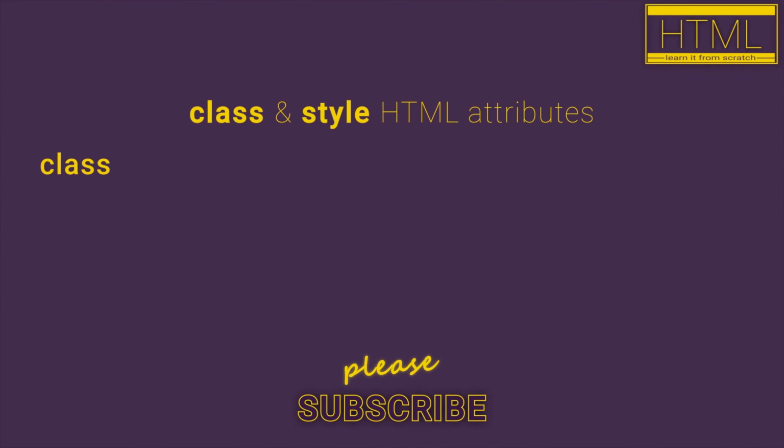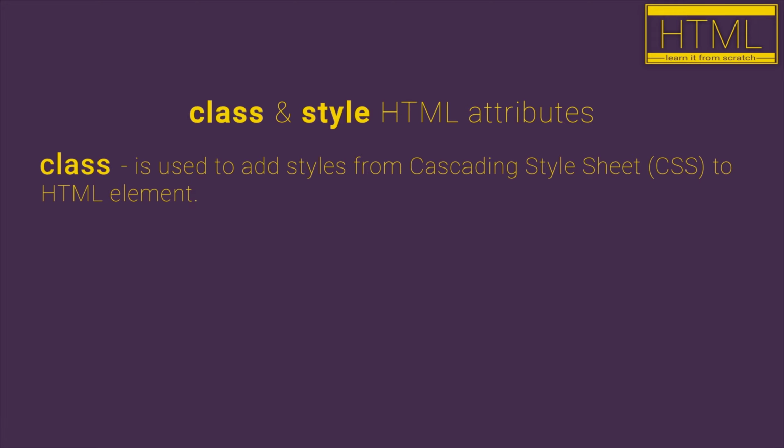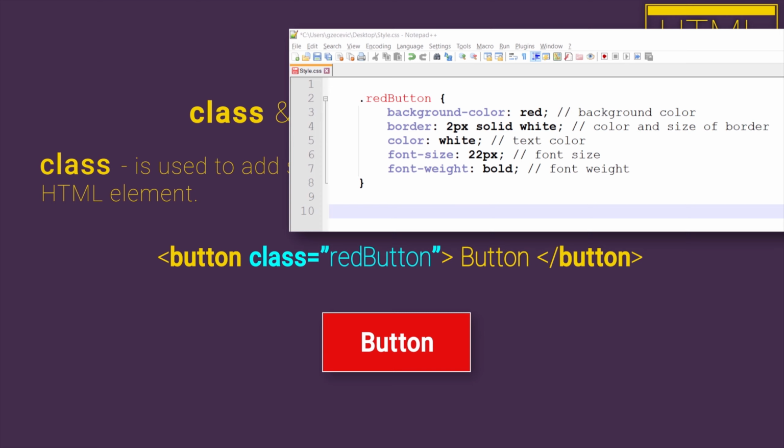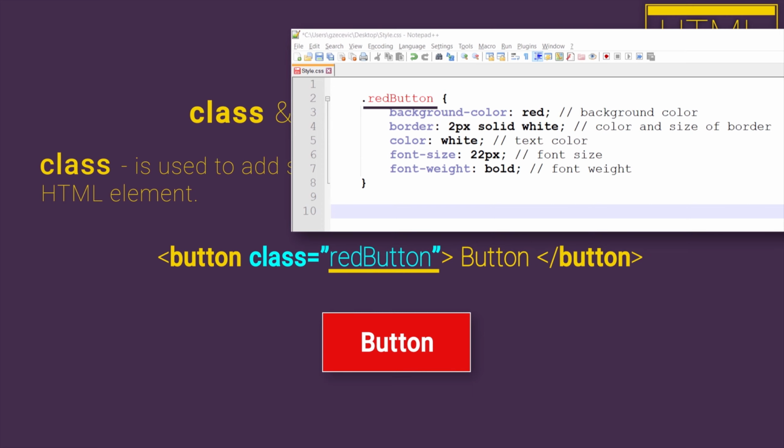The class attribute is probably the most common HTML attribute, and it is used to add styles from CSS, or cascading style sheets, to an HTML element. So basically with the class, we are changing or customizing the appearance of our HTML elements.